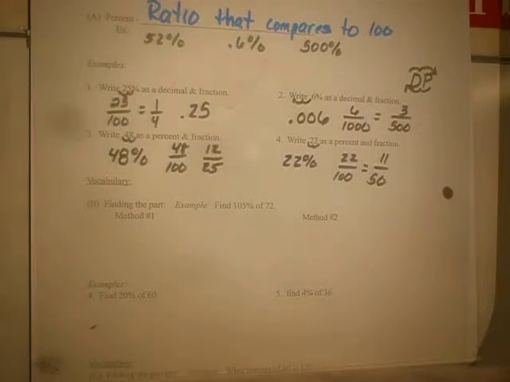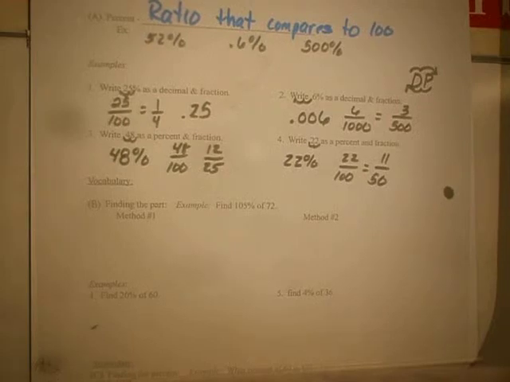The next 3 types of problems we're going to do, I'm going to show you 2 ways to do these, and you can pick which way you like better. The first type we're going to see is finding a percent of a number. We are asked to find 105% of 72.